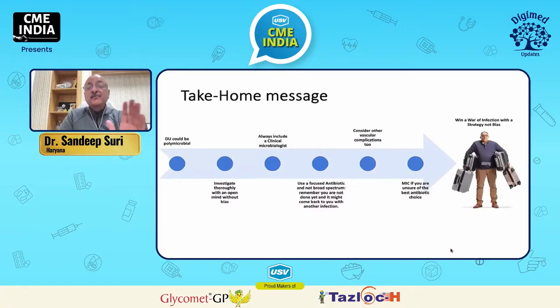Diabetic foot ulcer could be polymicrobial. Very commonly in the Indian scenario, we are having polymicrobial infection, but milder infection still talks about gram-positive cocci. These are Staph aureus, coagulase positive, and beta hemolytic streptococcus.